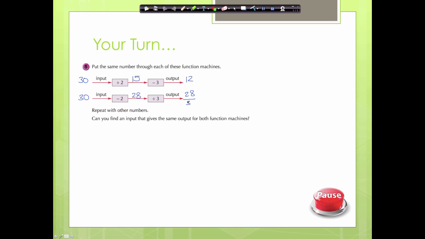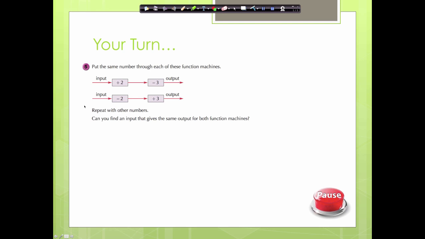Okay, you need to repeat this with other numbers, so try a few more examples for yourself. And now you need to see if you can find an input that gives the same output for both of these function machines. So my input values have to be the same, and my output values have to be the same. Okay, so press pause and have a go at those, and when you're ready, press play and I'll go through the answers. Repeating with other numbers, you could have 1,000 different answers, so I'm not going to go through that.